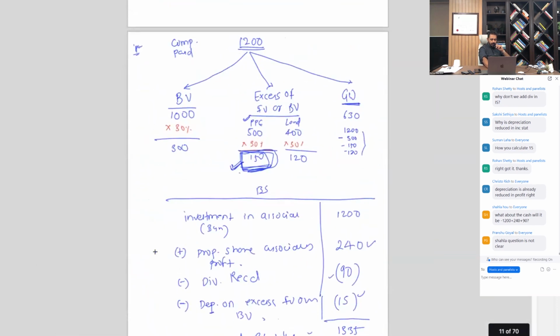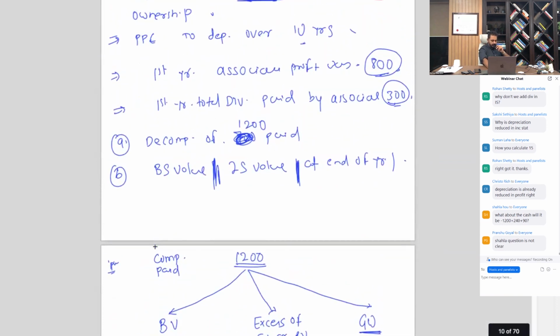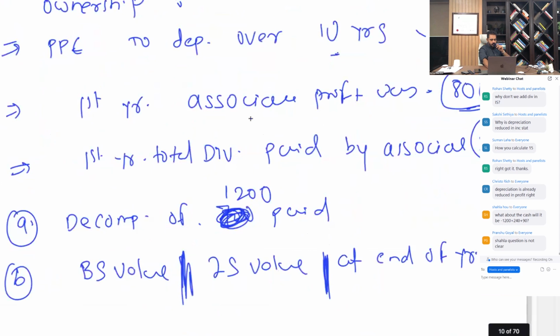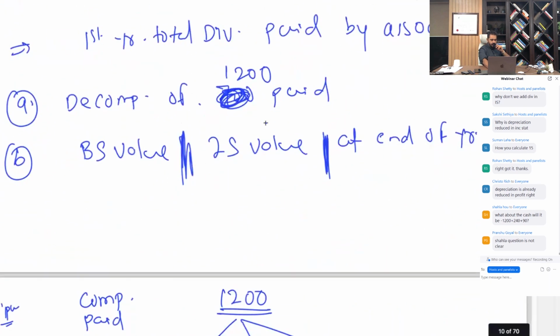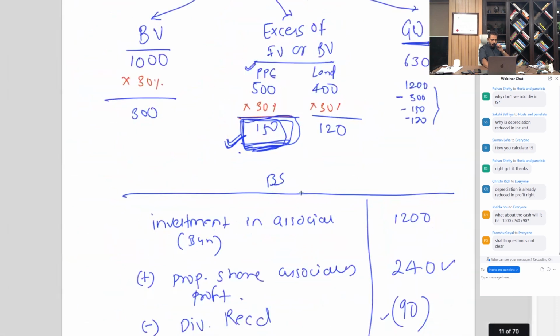What about the cash? We don't know what my opening value of cash was, but whatever it was, my cash will reduce by 1200 and my cash will increase by the amount of dividend that I've received. That's it. What do you think, guys?